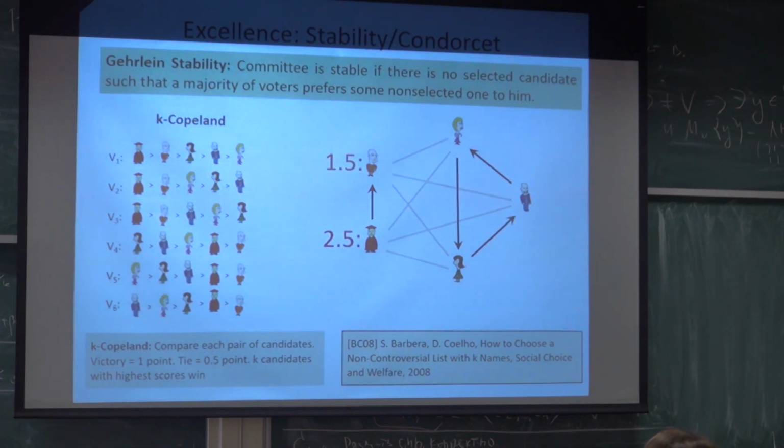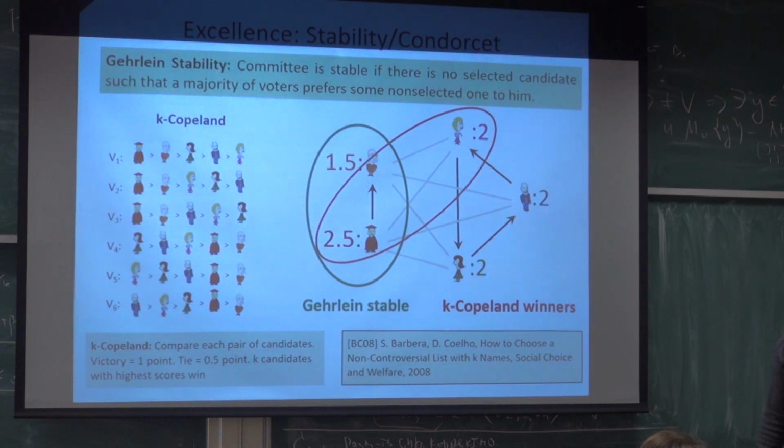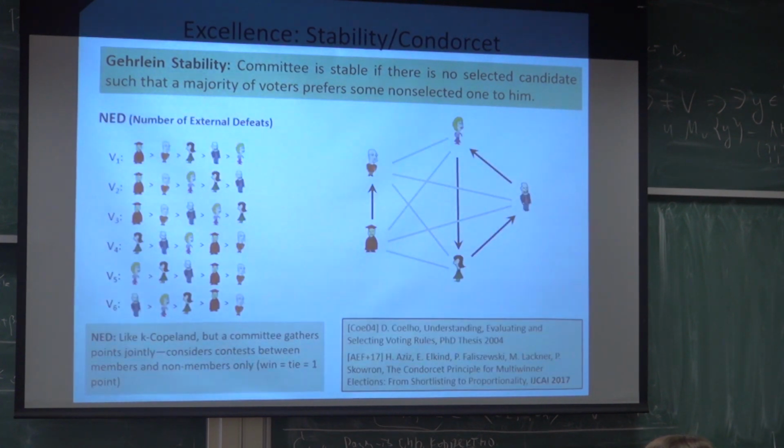And if we give 1 point for a victory and half a point for a tie, then this guy gets 1 plus half, it's 2.5, and so on. So now this would be a Gerlain stable committee of size 2, because there is no one that can actually attack this committee. However, Copeland would choose one of these, which is a bit of a problem. In fact, this is a general property: every somehow trivial extension of Condorcet will fail Gerlain stability. I will show that in just a second.